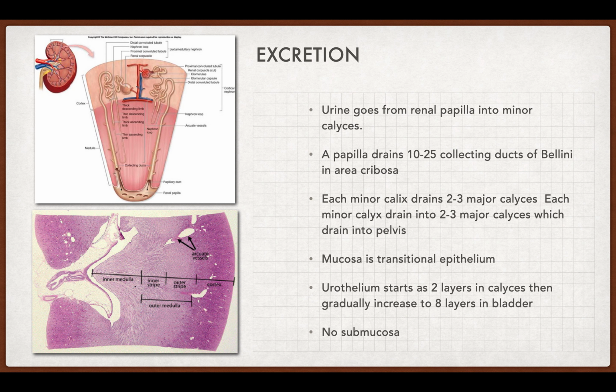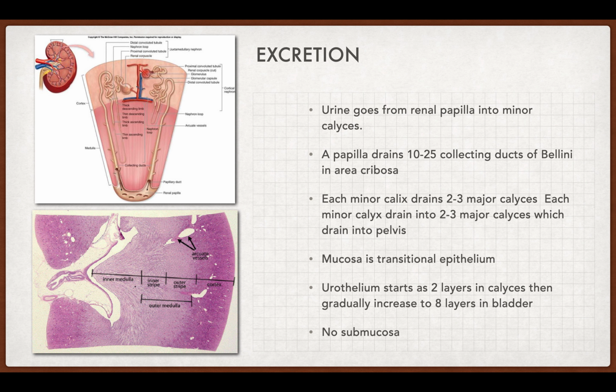So urine goes from the renal papillary into the minor calyces, and each papilla drains about 10 to 25 collecting ducts of Bellini in the area cribrosa. The minor calyx drains about 2 to 3 major calyx, and each will drain into the pelvis.